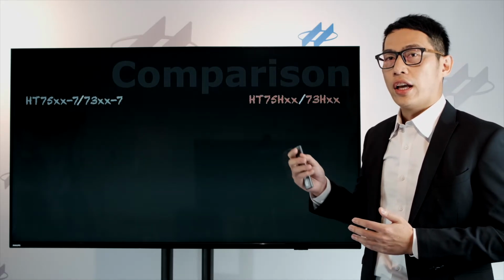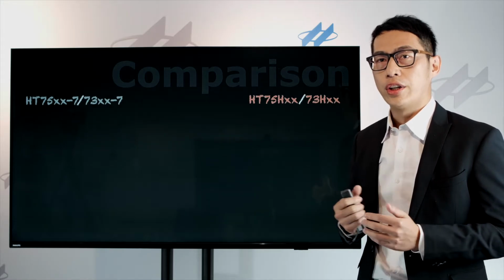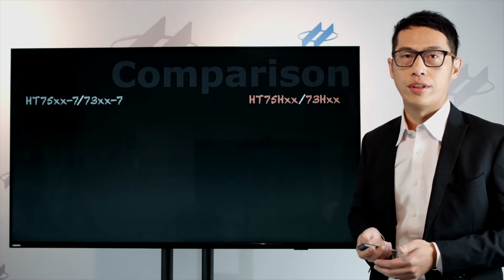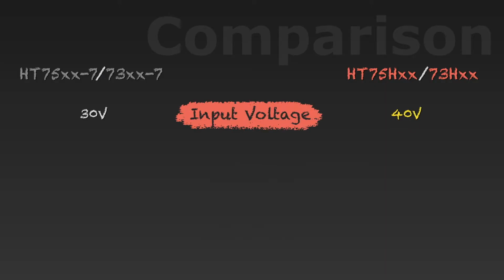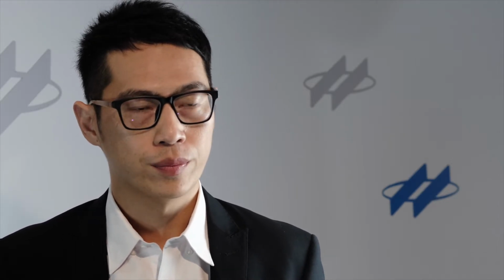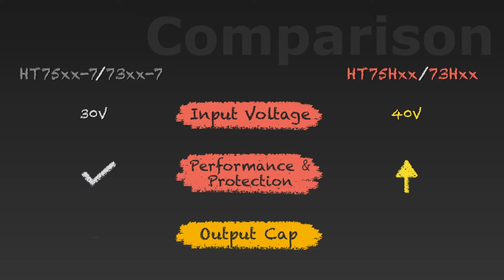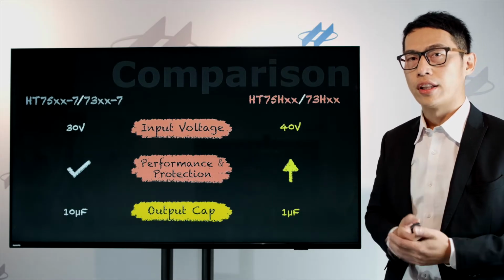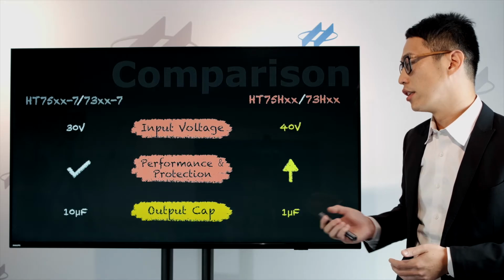And actually we already have the previous series, and today the new ICs are the HT75 series and the 73H series. The main difference is we increase the input voltage from 30 volt to 40 volt and improve the performance and the protection, like ESD or low dropout voltage. Finally, what customers are very concerned about is the output capacitor. You can use 1 microfarad. It's very cost effective if you use this LDO.